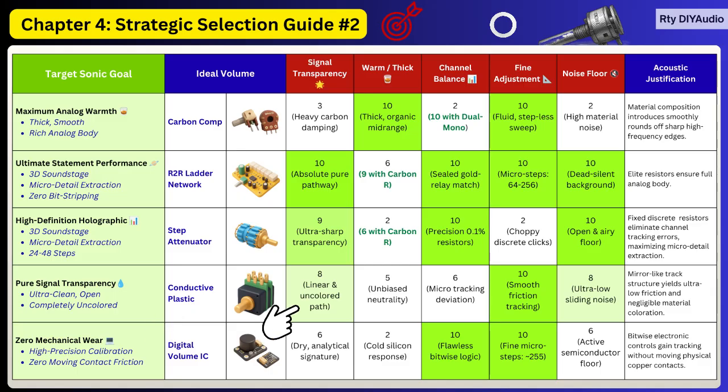Conductive Plastic offers a highly linear, uncolored transparency score of 8 with a fluid tracking sweep. Meanwhile, digital volume ICs provide computational bitwise tracking accuracy, but introduce a drier, analytical silicon noise floor. Study this matrix. Always match your hardware upgrade based on your true listening priorities and real-world environment.